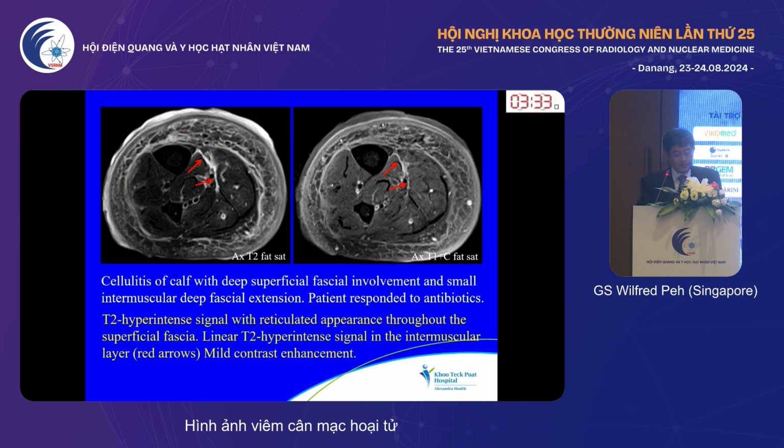Here's another example of cellulitis. So there is a little bit of fluid indicated by the red arrows in the intermuscular fascia, but this is just a small area, and most of the fluid is in the superficial fascia. So this is cellulitis of the calf with just a small area of intermuscular deep fascia extension. And this patient responded well to antibiotics. The patient didn't need surgery at all.